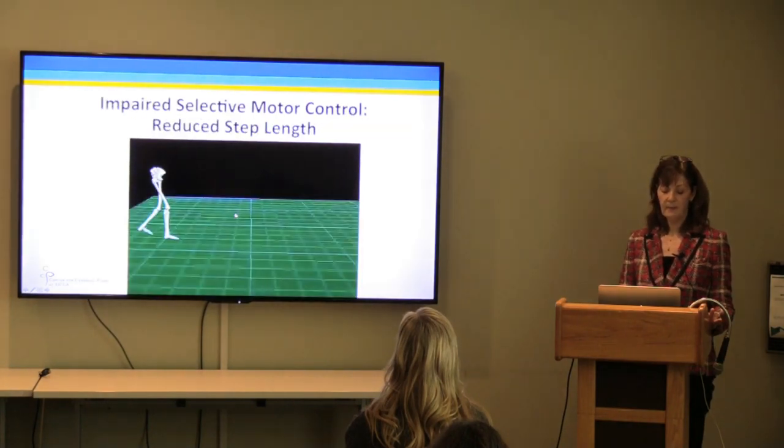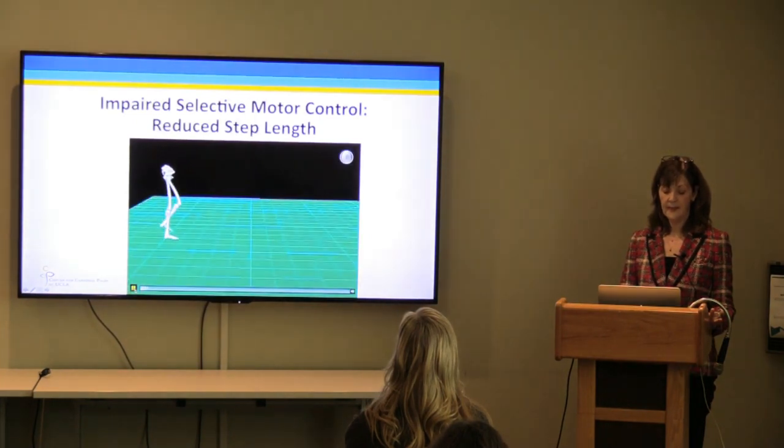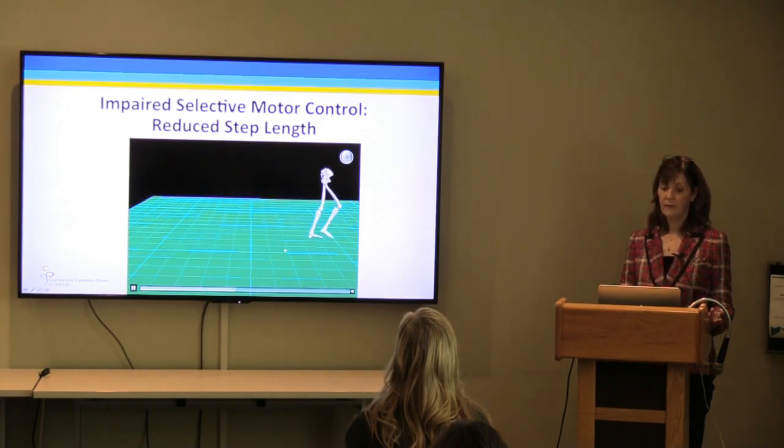Now, if we look at someone with impaired selective motor control walking that has CP, you can see that you don't get that nice full rapid extension of the knee before the foot hits the floor.